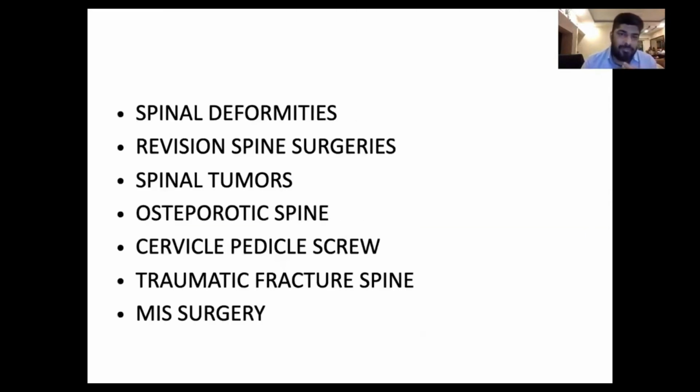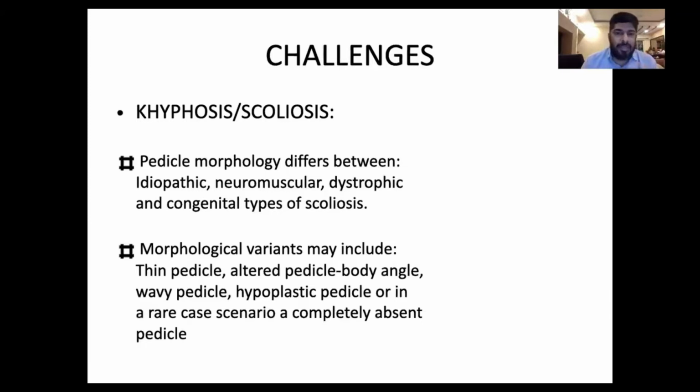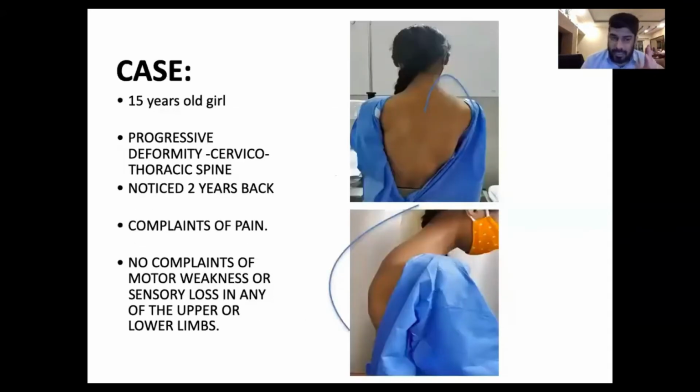The O-arm navigation can be used in various pathologies, and all these important ones which are in our practice, like deformity, infections, tumors, osteoporotic spine, cervical pedicle screws, thoracic and lumbar traumatic spine, MIS surgery, even cervical traumatic spine. And when we realize that in deformity, most important is always whether I will be able to put my screw, whether the pedicle morphology will be dystrophic or some problematic hypoplastic pedicle or altered pedicle body angle. All these things are there in our mind when we plan for a deformity correction. How will be the apical vertebra? How will be the rotations? But with this, we really can see it and plan well.